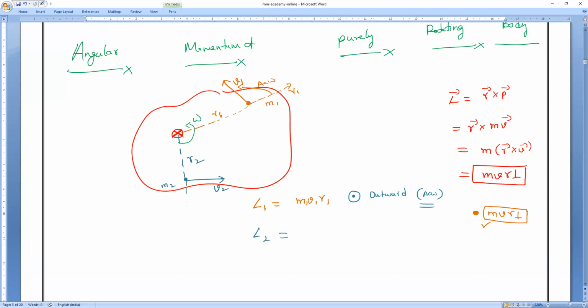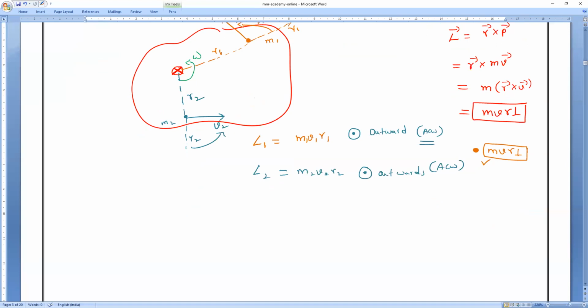So if I go to this, now again r cross v, you go and tell me, is it acting outwards or inwards, everybody? Yes, please. It is this particle m2 v2 r2. Again it is acting outwards only, because again it is anti-clockwise. It is anti-clockwise. Clear? So I can choose any number of particles.